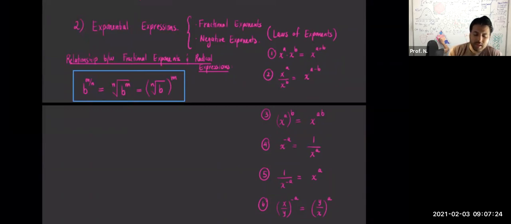So I'll give you a quick example about this. What if I have something like this? What if I have 32 raised to the 4/5?